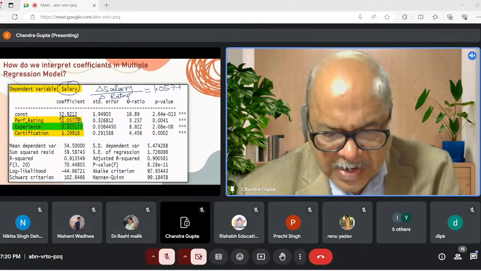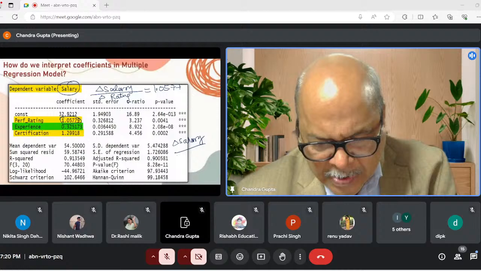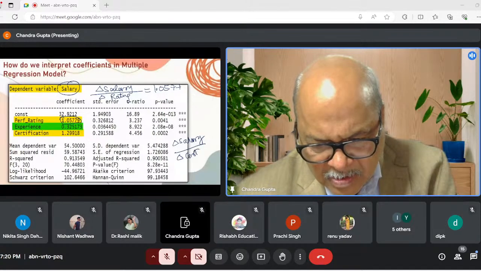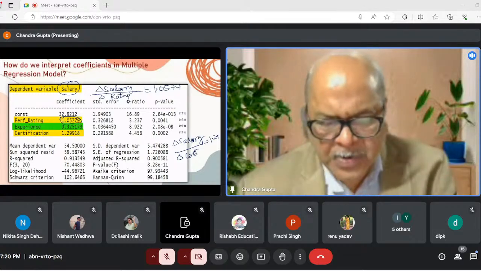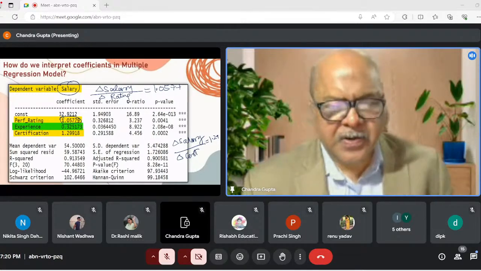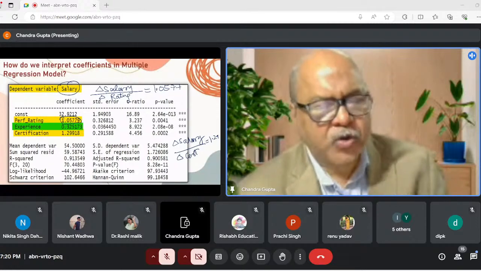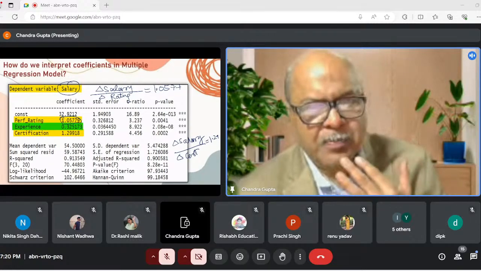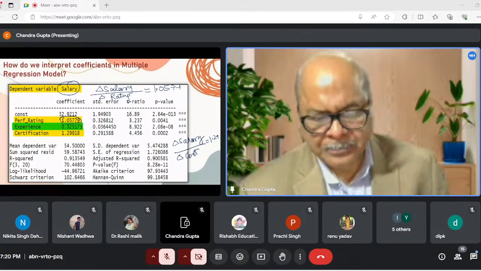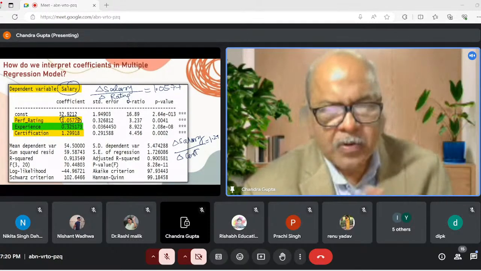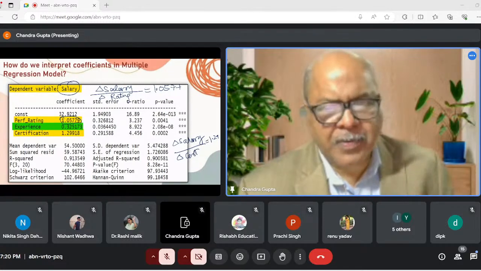So the change in salary with respect to change in certification is 0.299. That means if my certification increases by 1 unit, 1 point, salary will increase by 0.299 if I presume that my rating is constant and my experience is constant. Okay? I hope you understand what exactly we are talking about.